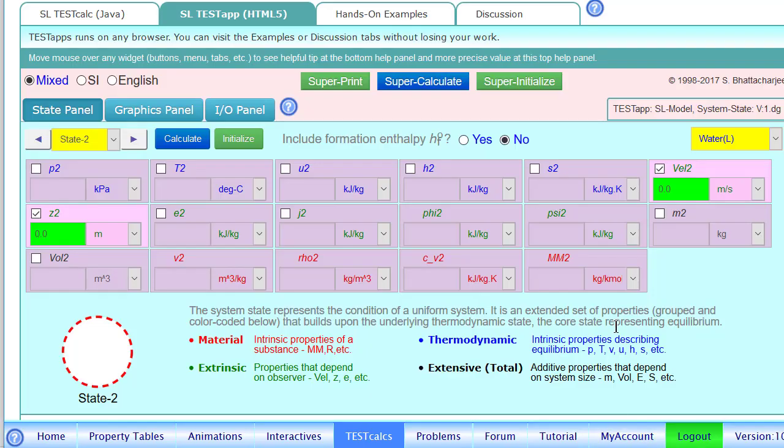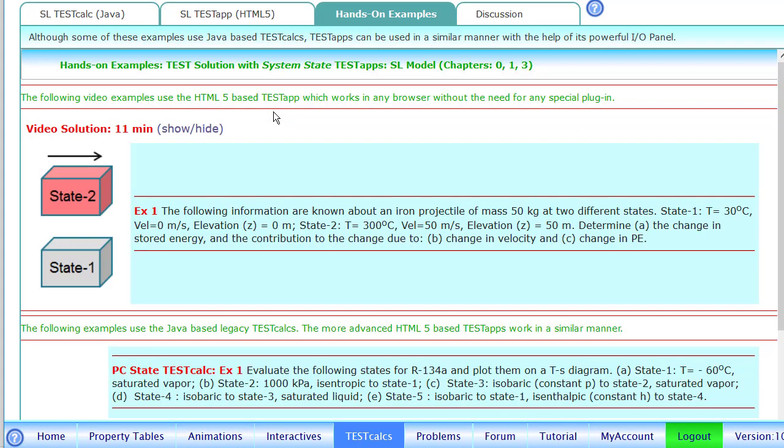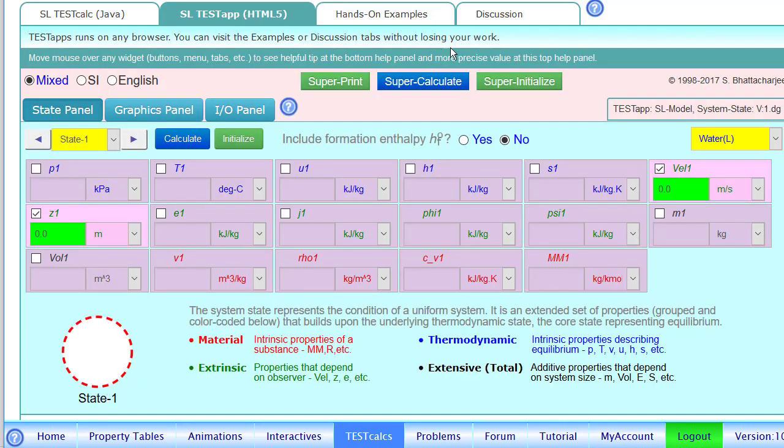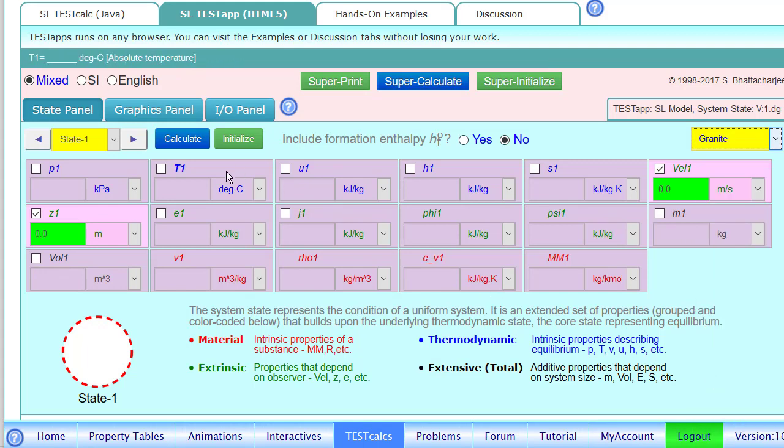So we'll want to go to Test Calcs, System States, SL model, and then either hit Test App or Test Calcs. And first thing you're going to want to do is switch it to granite, which would be under solids right there, and then start entering your values.